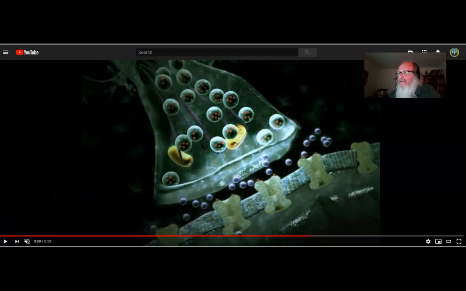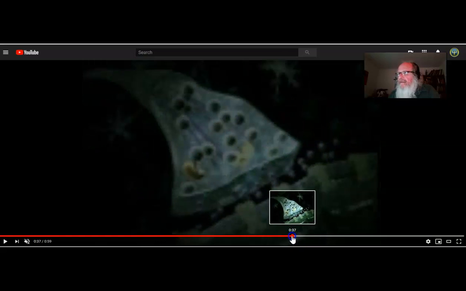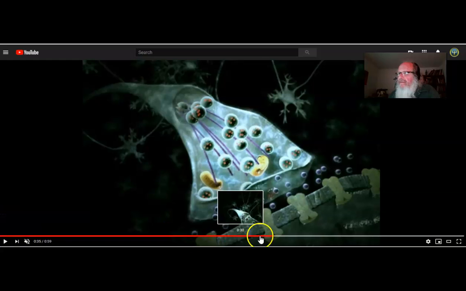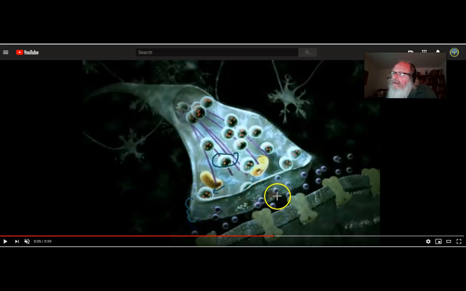These spheres are filled, in this particular animation, with these little red dots. So when these spheres get pushed up against the cell membrane, then the little red dots float out into the space between the cell membrane at the end of one neuron and the cell membrane at the head of the next.